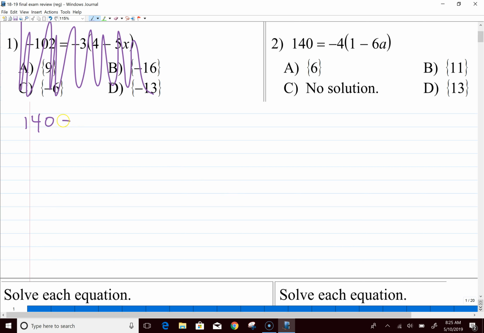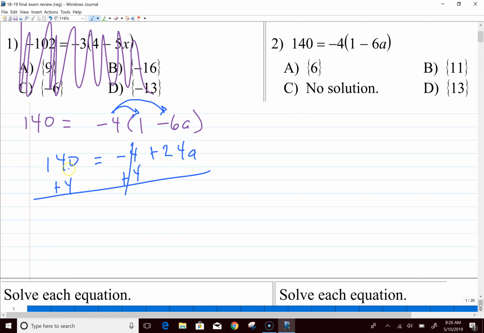140 is equal to negative 4 times 1 minus 6a. So we need to distribute. Negative 4 times 1 gives us a negative 4. Negative 4 times a negative 6 gives me a positive 24. And bring the a along, equals 140. I want to get the a by itself, so I'm going to move the negative 4. I'm going to add 4. Add 4. Man, it's been a long time since I've written this. 140 plus 4 is 144. And that is equal to 24a.